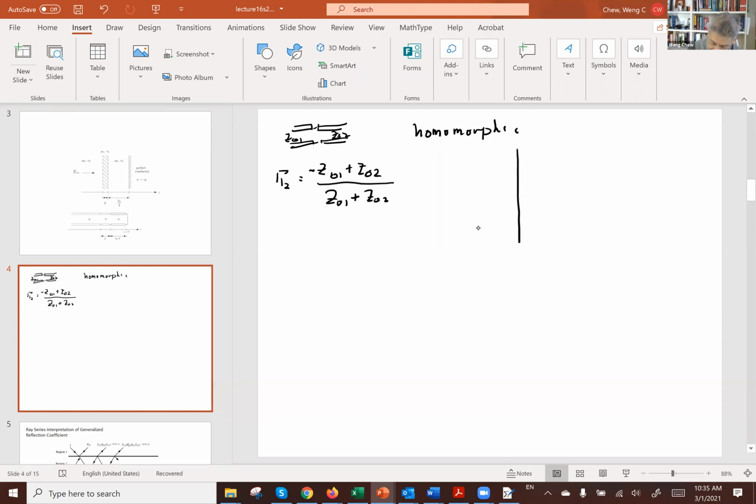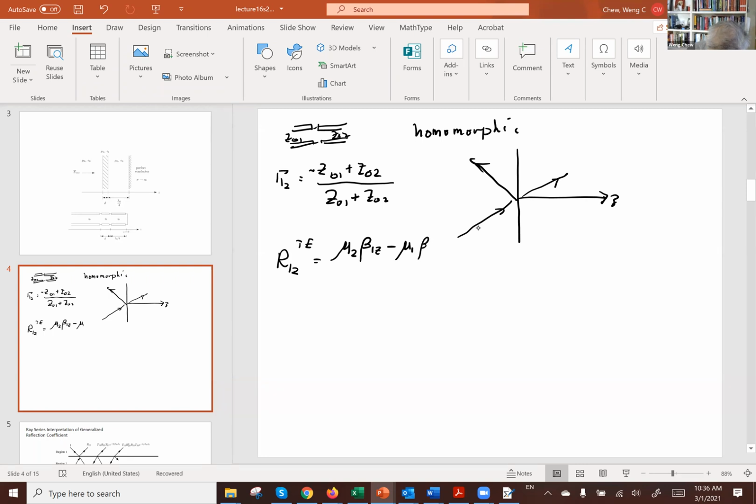This actually is the same problem as this problem, where you have a plane wave coming in and then a plane wave transmitted. The two problems can be made identical mathematically. Hence, you can also write down a reflection coefficient. For instance, for the TE case, the reflection coefficient is mu 2 beta 1z minus mu 1 beta 2z over mu 2 beta 1z plus mu 1 beta 2z.